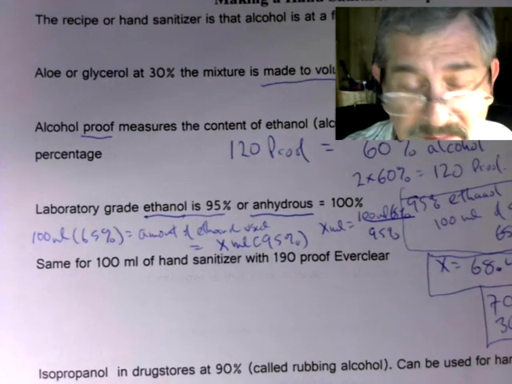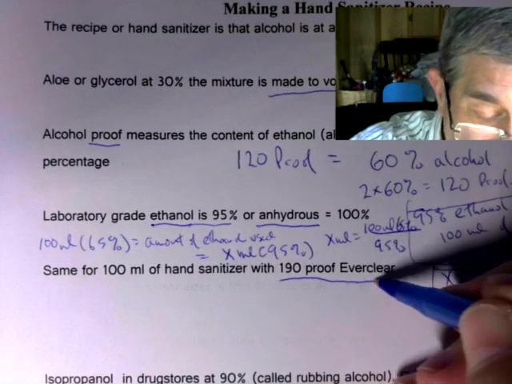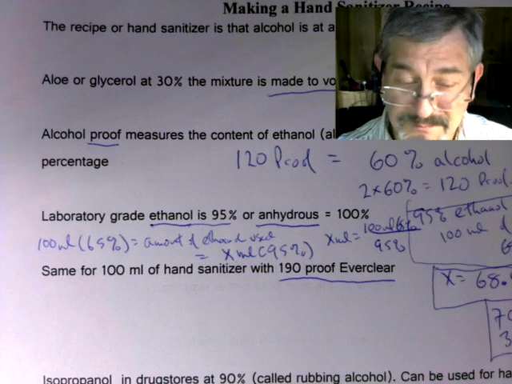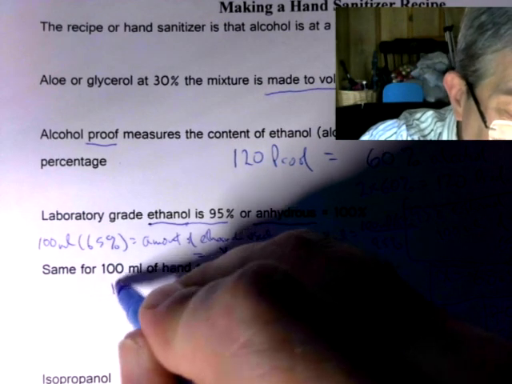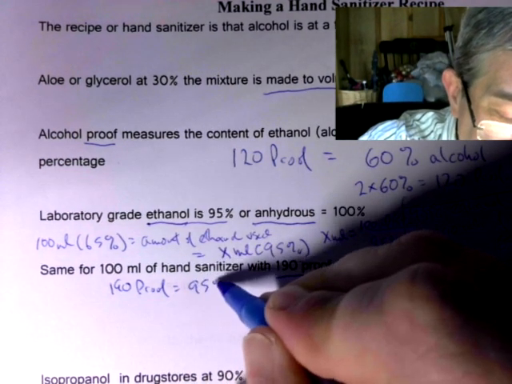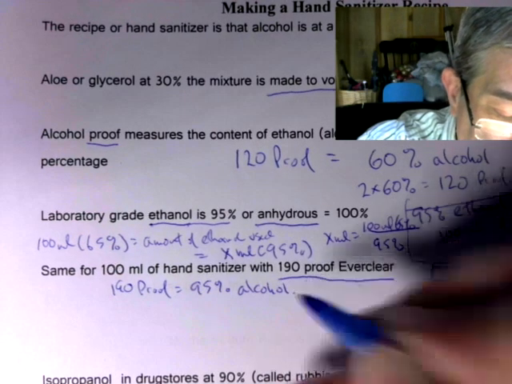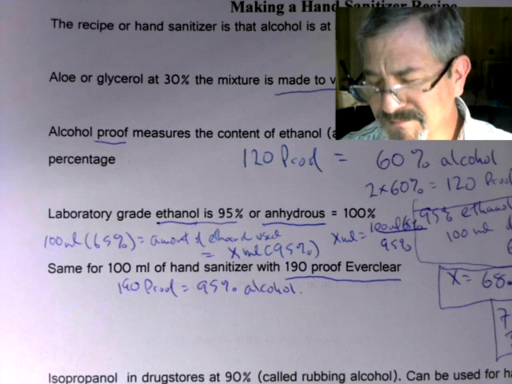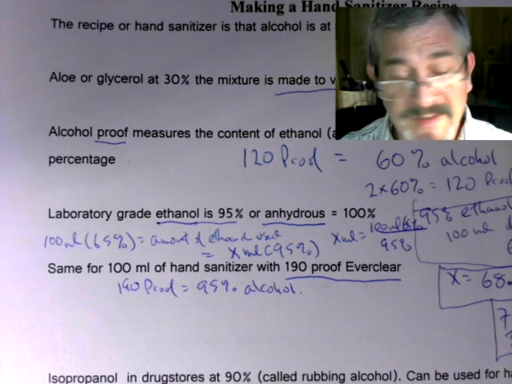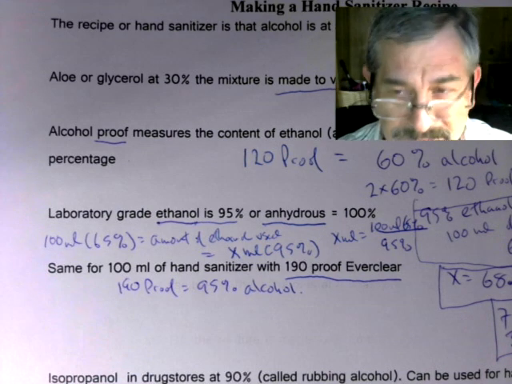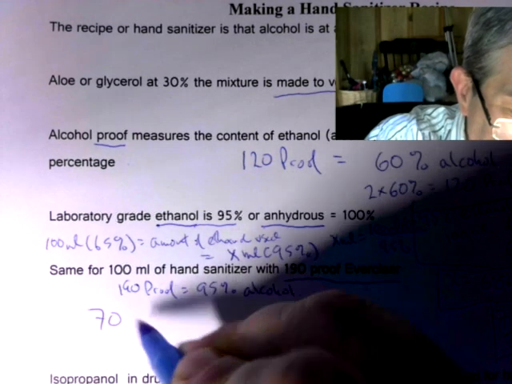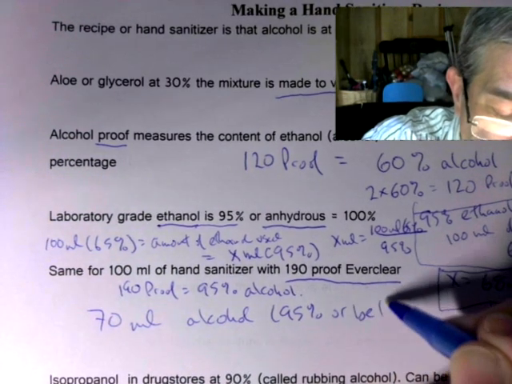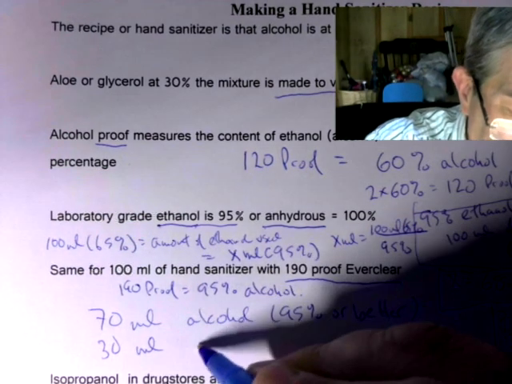Now this would be the same for 190 proof Everclear. It's a commercial alcohol available in the liquor stores for the very serious minded. Now 190 proof is equal to 95% alcohol. Everclear is just much more expensive than laboratory grade ethanol. You need a certificate to buy laboratory grade ethanol. For Everclear, you just need an ID. So it would be the same recipe. Basically we're talking 70 mil of the alcohol, which is 95% or better, and 30 mil of glycerin.